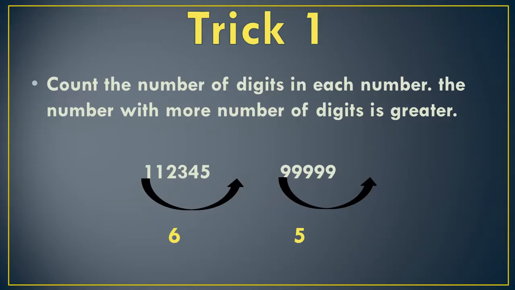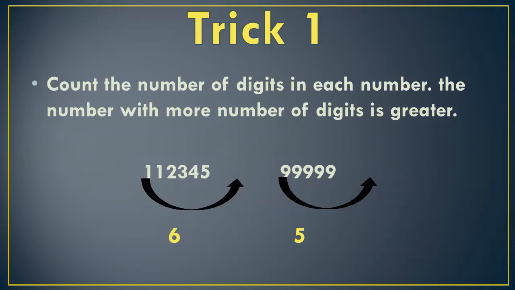What do we mean by this? So if I have a number like 112345 and I have another number like 99999, now the first number has 6 digits and the next number has 5 digits. So the number having 6 digits will be greater than the number having 5 digits. So the first step is count the number of digits, and the number with more digits will always be greater than the number with fewer digits.